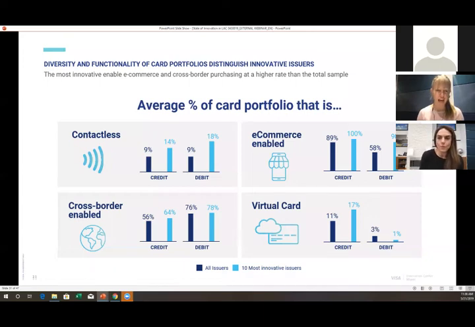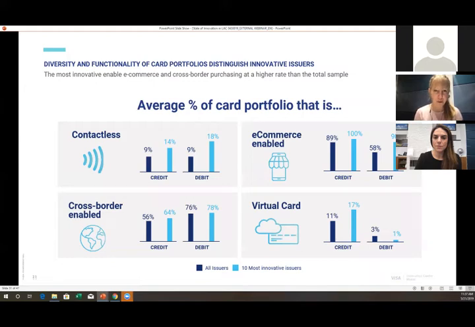Okay, looking at our issuers. Now, I know we have a lot of financial institutions listening today, so this might be particularly interesting. We notice that the most innovative issuers are those who have diversified their card portfolio. So we see 4 different capabilities within your credit and debit card portfolio, and we can see that the most innovative issuers outperform their traditional competitors in almost every category. You know, penetration of contactless cards, cards that are enabled for e-commerce, and cards that are enabled for cross-border.